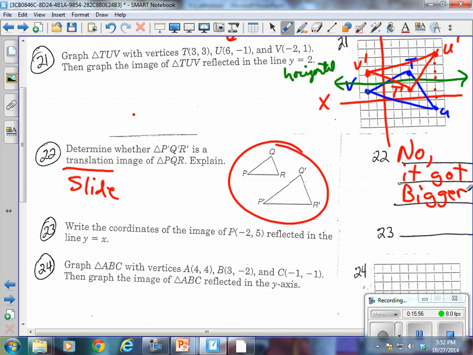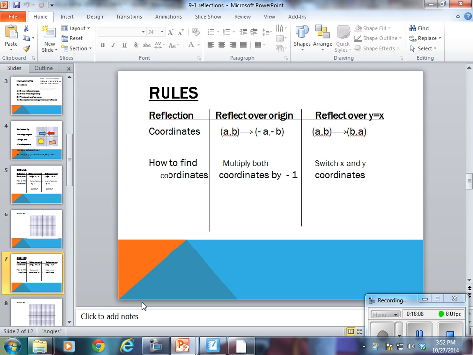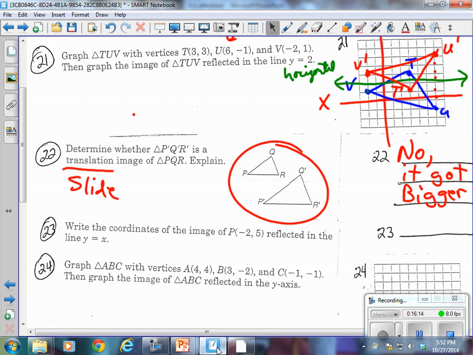Write the coordinates of the image of (-2, 5) reflected in y equals x. I think we just did that one a minute ago. If we go back to our notes here, y equals x just switches the coordinates right there in our notes. All we should have to do is switch the coordinates. So the new coordinates should be (5, -2).